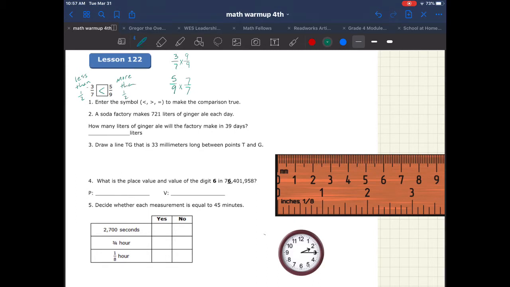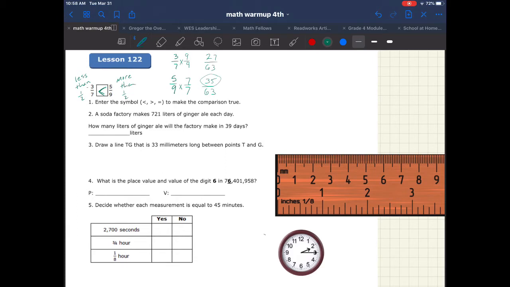So 3 times 9 is 27. 7 times 9 is 63. 5 times 7 is 35. And 9 times 7 is still 63. So 35/63 is more than 27/63. So 5/9 is still greater. So we are going with our original answer that 3/7 is less than 5/9.